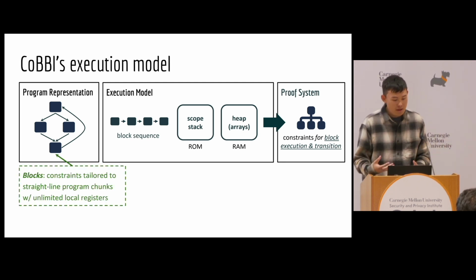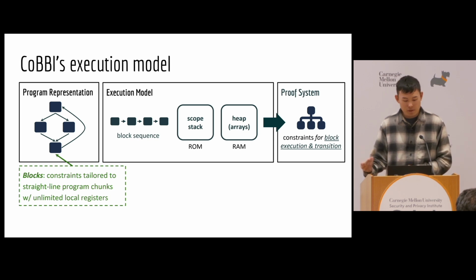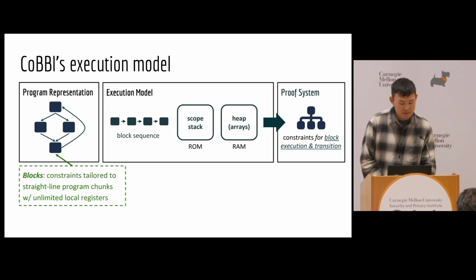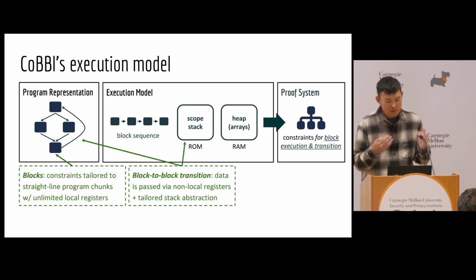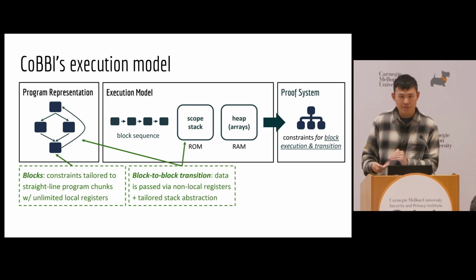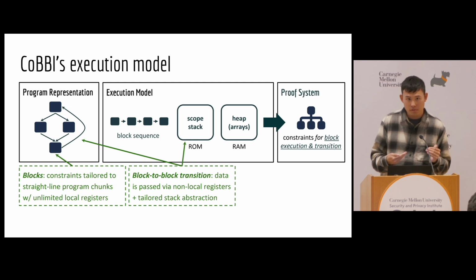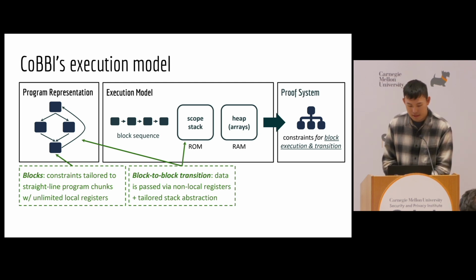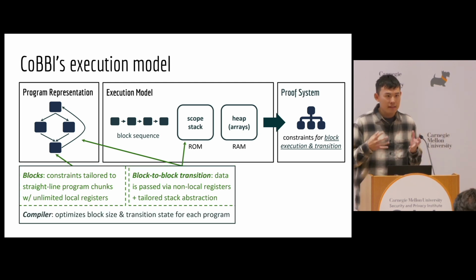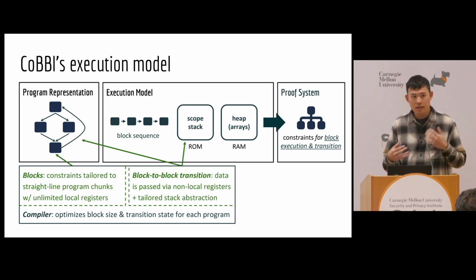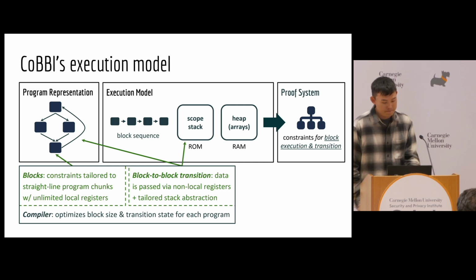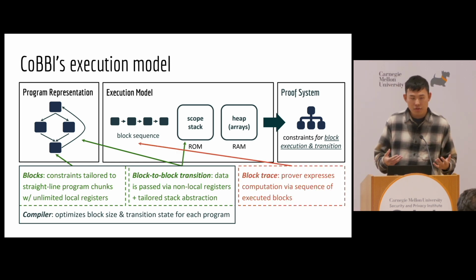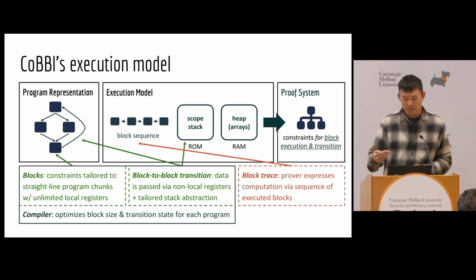The first are the blocks, which are constraints tailored to straight-line program chunks with an unlimited number of local registers. The second is a block-to-block transition, where data can be passed through either non-local registers or these stack abstractions that are specific for each program and optimal for the proof system. And also the size of the block and the exact content of the block-to-block transition is controlled by a compiler that makes program-specific decisions. And finally, we have the block trace, which enables the prover to express the computation through a sequence of executed blocks.